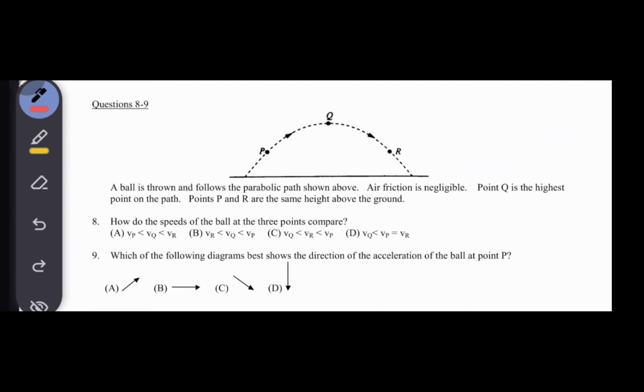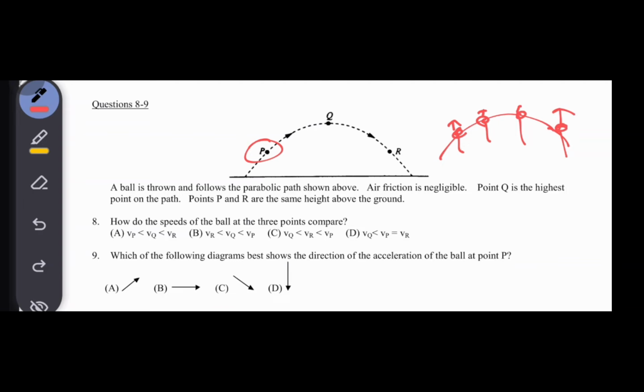Next up, question 9 asks, which of the following diagrams best shows the direction of the acceleration of the ball at point P? So right here, what is the acceleration? As I just said, in a parabola, the acceleration is constant no matter where you are, right? The vertical velocity may decrease, decrease, decrease, and then increase as it comes down.